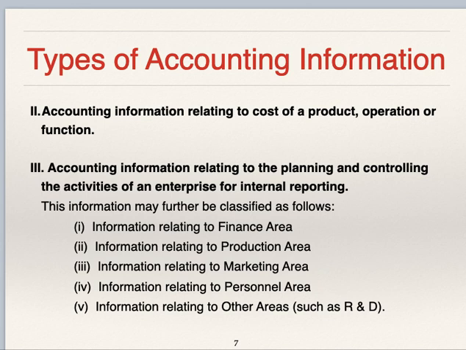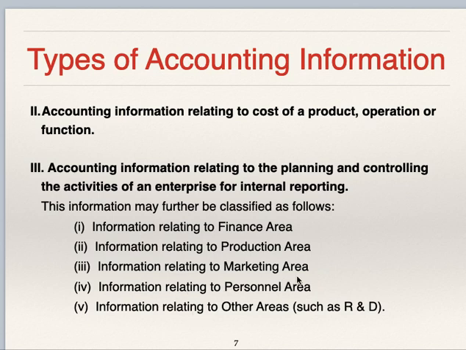This information again is classified as information relating to finance area. So this information is available to managers by cost accounting and financial accounting data, like cost sheets and financial statements. Information relating to production area. So this information is about installed capacity, maximum capacity, actual production, idle capacity, etc. And the production department provides this information.